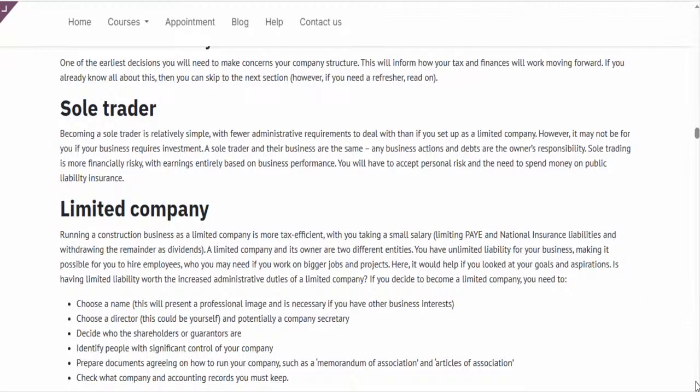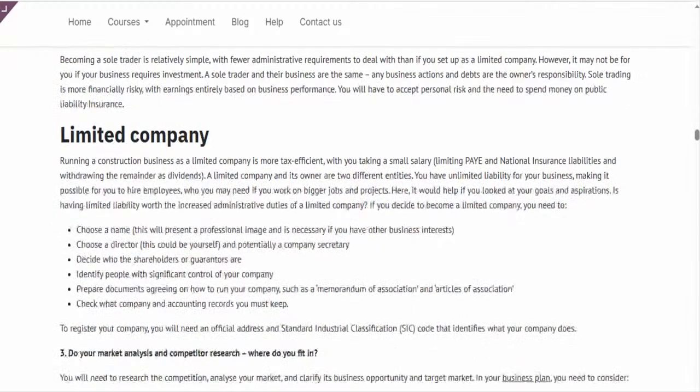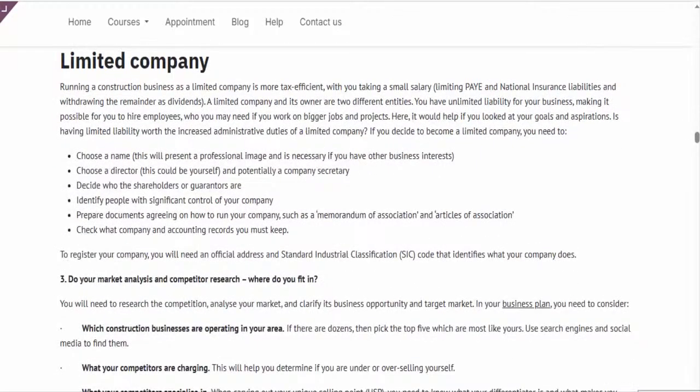Limited company: running a construction business as a limited company is more tax efficient, with you taking a small salary, limiting pay and national insurance liabilities and withdrawing the remainder as dividends. A limited company and its owner are two different entities. You have limited liability for your business, making it possible for you to hire employees, who you may need if you work on bigger jobs and projects.